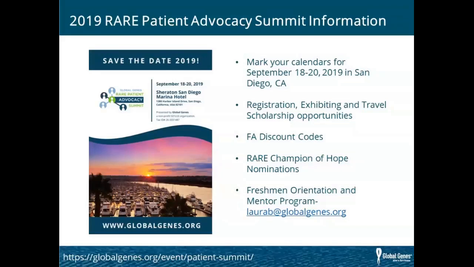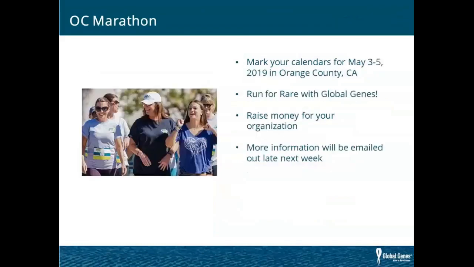So as Foundation Alliance members, please be on the lookout for your discount codes coming next week. We will also be doing our Rare Champion of Hope celebration dinner on Friday the 20th. So please also be on the lookout for Champion of Hope nominations, also opening next week. And lastly, if this is your first time attending our summit, we will be offering a freshman orientation and mentorship program. If you are interested in that, please feel free to reach out to Lauda at laudab@globalgenes.org for more information.